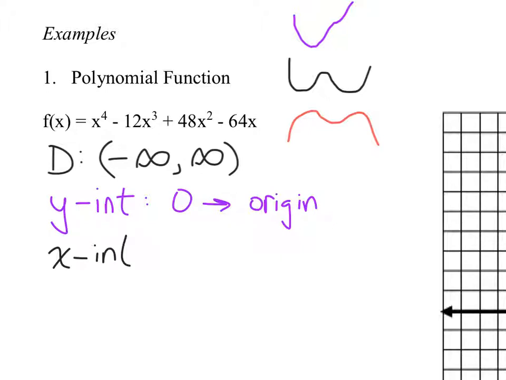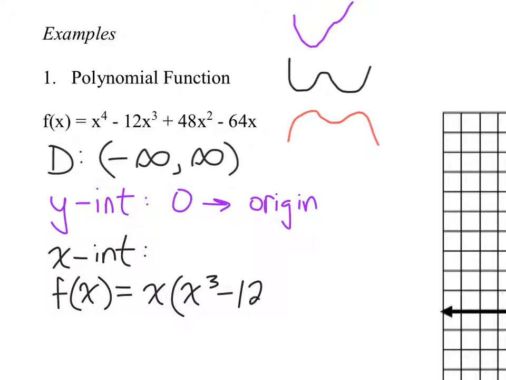So x-intercepts, because it's a polynomial of degree 4, we would get that by using the rational root theorem, all right? But we do have a GCF, so we could pull that out. So we can at least make it a degree 3. So f of x can also be thought of as x times x to the third minus 12x squared plus 48x minus 64.